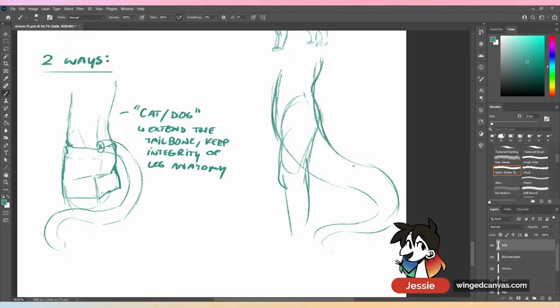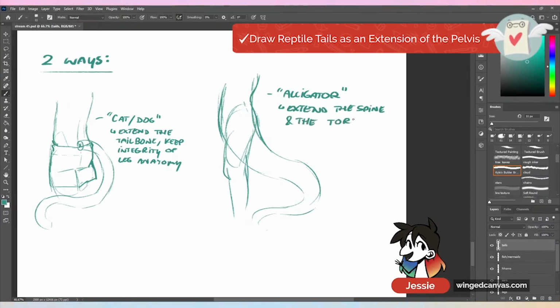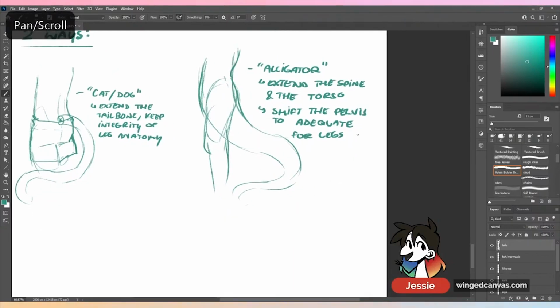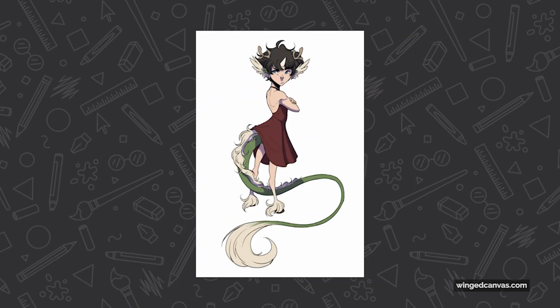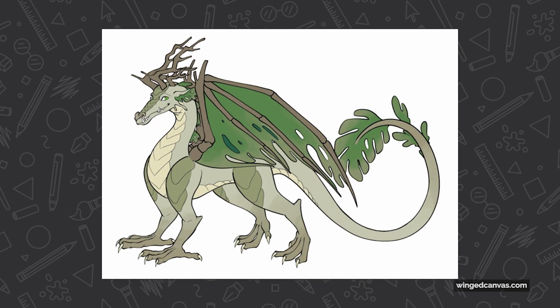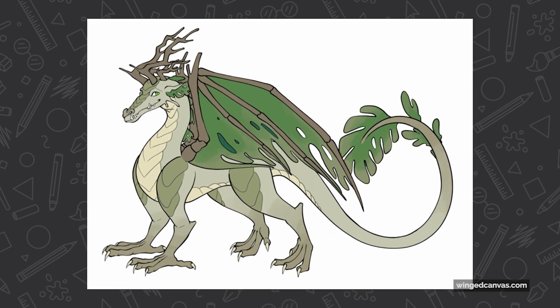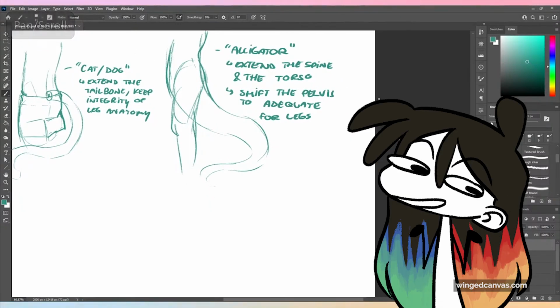correct. This is what I like to call the alligator. The thing with this one is to extend the spine and the torso, and shift the pelvis to adequate for legs. This one you'd use a lot for reptiles: alligators, lizards, and dragons if you choose. Dragons are more reptilian, but you can mess around with it. You don't have to worry about that. You could go with this method as well because they are fictional, so it technically does not matter.